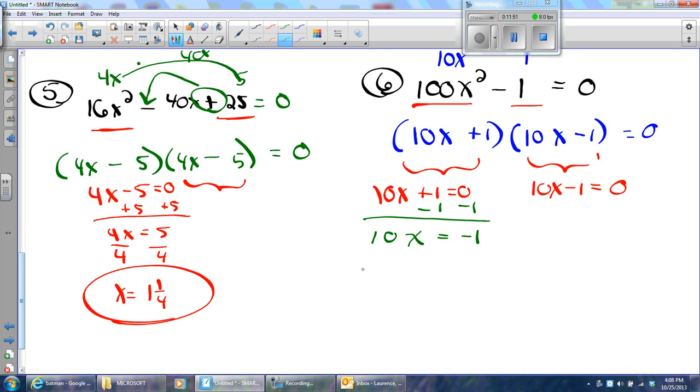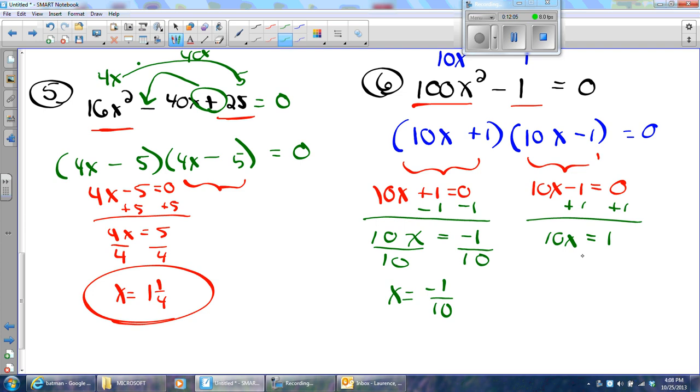Okay, I'm going to divide by 10. Please show this work. A lot of you just like to go, oh, x is 10, and it makes no sense whatsoever. The answer here is x equals -1/10. Okay, over here I'll add 1, add 1. 10x is going to equal 1. I'm going to divide by 10. X is going to equal +1/10.